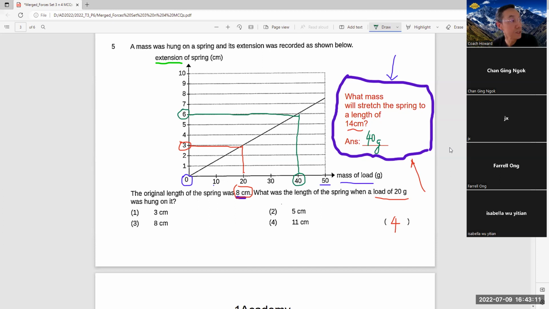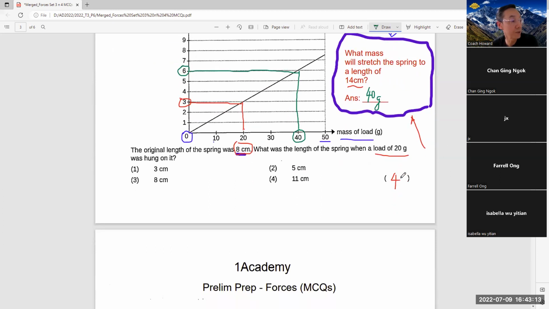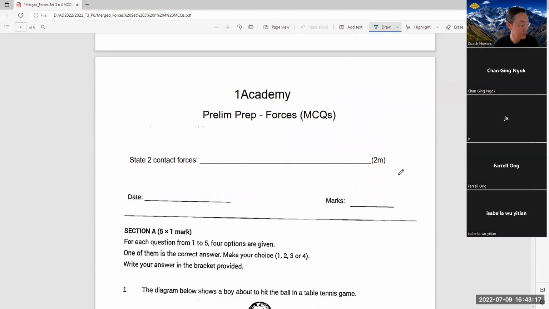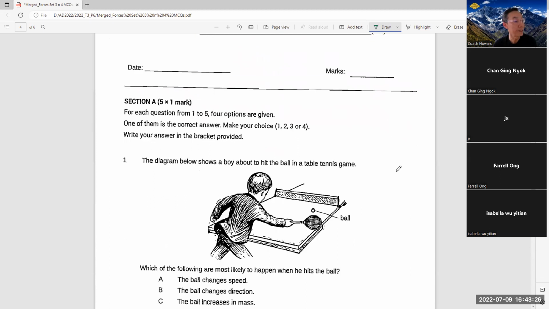Okay, next question. So you have done this one already. I go on to the next set. Next set is this part.